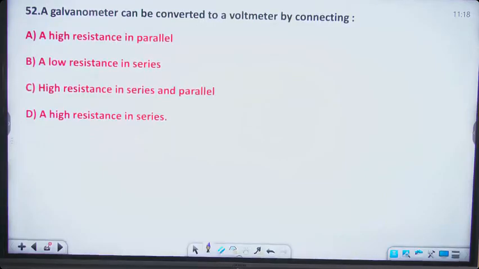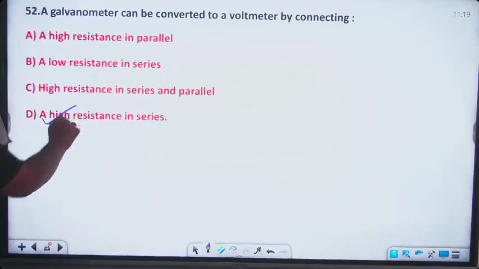Okay, fine. We'll come like this. Galvanometer can be converted to ammeter by connecting shunt. What do you mean by shunt? Low resistance in parallel. So here in this case, it must be high resistance in series.